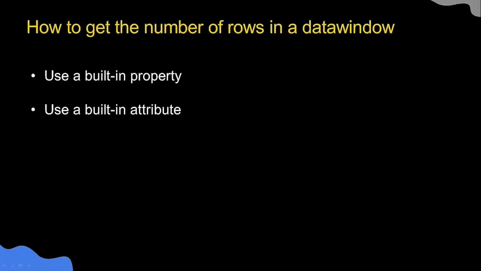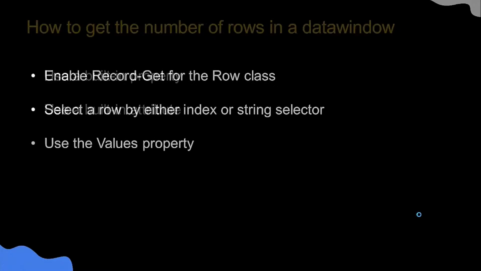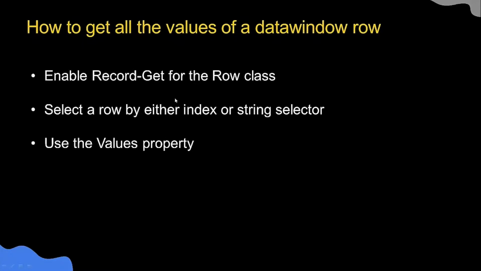Another thing that I might want to get from a data window is all the values in a row. So what we've done is we've got something called a record get, and I'm going to show you how you can enable that in Essential Test. Then we can select the row either using an index or a string selector. I'm going to use a string selector, and then I'm going to use a property called values. That property is going to give me the values of all of the cells or columns in the data window. So let's have a look at that.